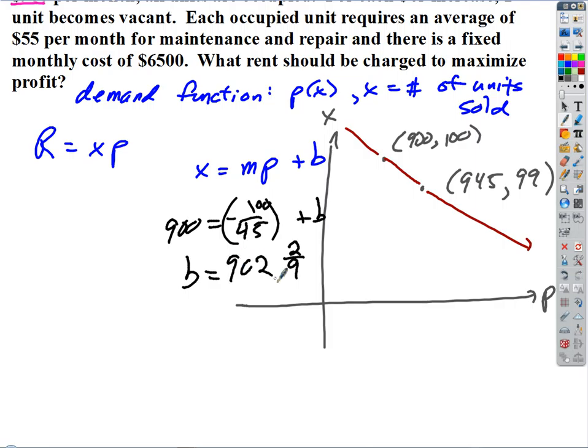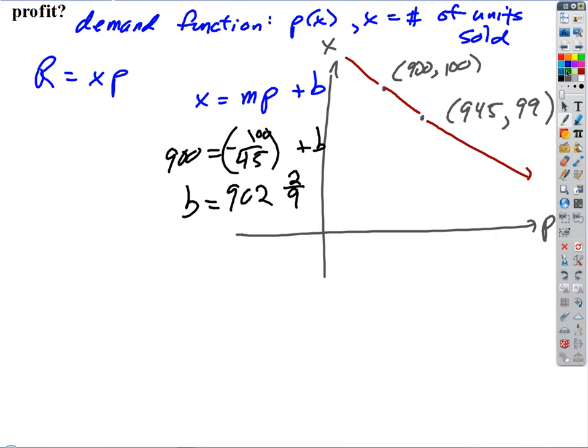Okay, so that's going to give us what, 8,120 ninths? Yeah. Okay. You better check me, I'm not exactly on a roll. What did I say, 8,120? That's right, isn't it? 8,120. I just tried it. Okay, so there's our demand function, right?